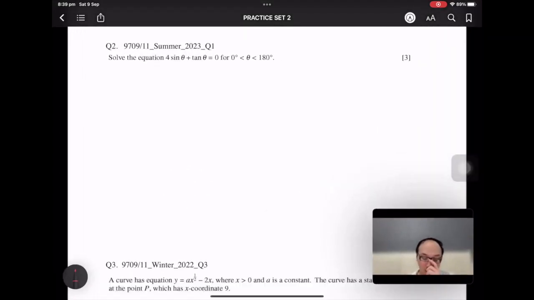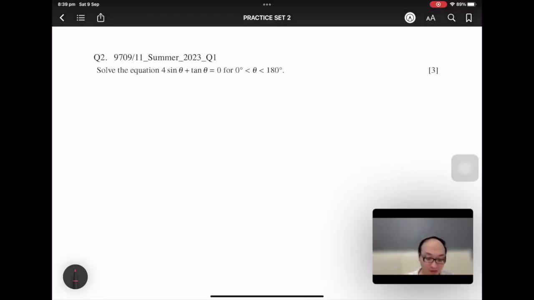Second, solve the equation sin θ + tan θ = 0. So we have to change the tangent into sin θ over cos θ, equals 0. And then make the denominator the same.